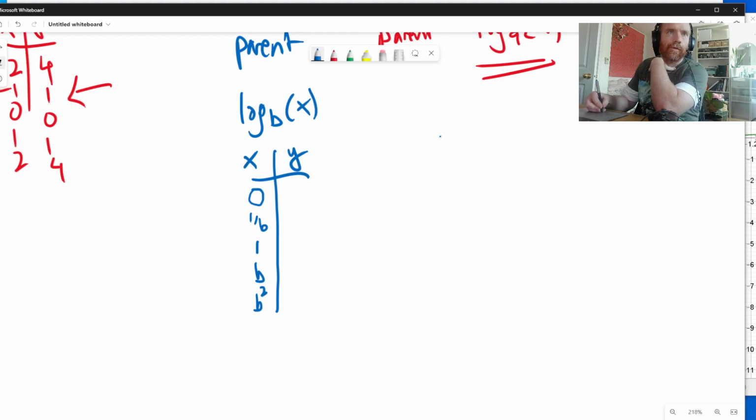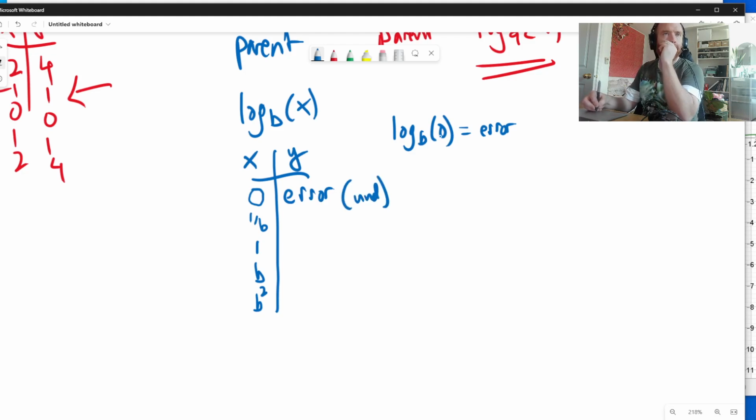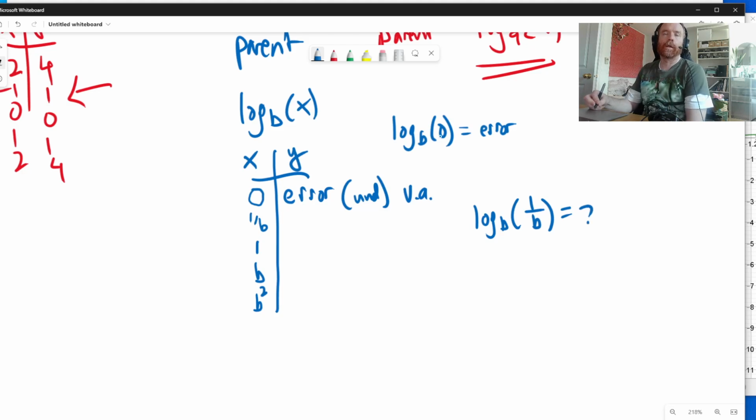Now, of course, the question is, why are you picking 1 over b, 1, b, and b squared as your values? The reason is because when we go to actually solve these values, let's start with log base b of 0. That's going to give us an error. Go ahead on your calculator, try log 0. You're going to get an error. So what do we know an error means? It means undefined. Basically, this is where your vertical asymptote is going to be. So your vertical asymptote is going to go with that 0. Now what about this one, 1 over b? What if we did log base b of 1 over b? What would the answer be?